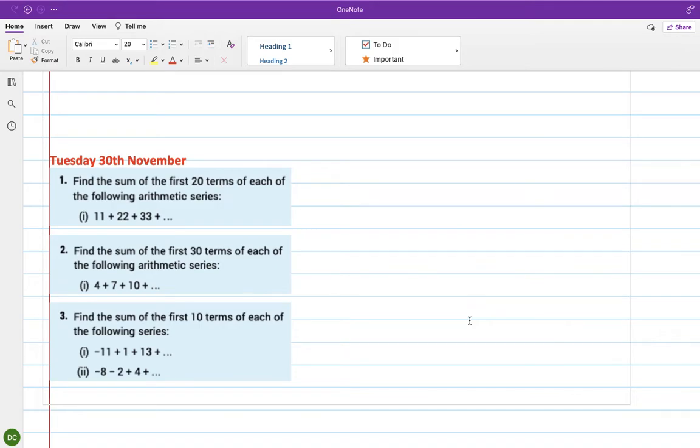Okay, so yesterday we were doing arithmetic series, which is where you add up the terms as opposed to just list them with a comma in between them. I gave you a new formula, and the new formula is Sn equals n over 2, 2a plus n minus 1 times d. Okay? The first question says, find the sum of the first 20 terms.